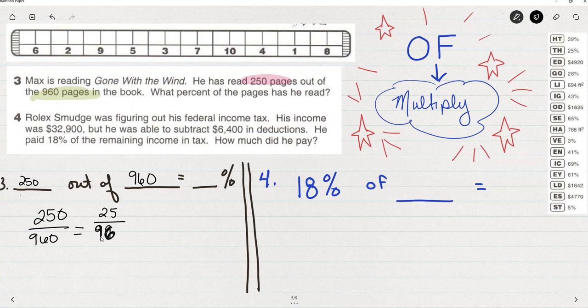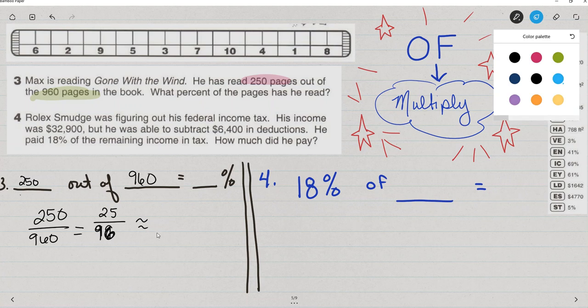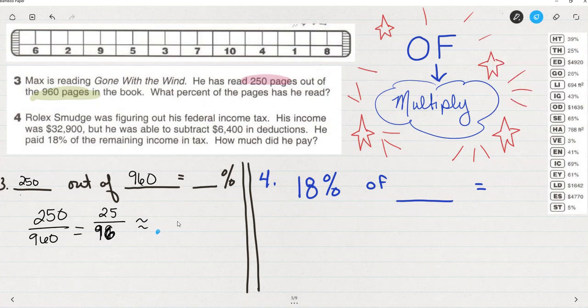So if I divide 25 divided by 96, I get the same thing that I'd have if I did 250 divided by 960. And that is approximately 0.2604. I'm going to write 4 decimal places so I can round it to the nearest hundredth. 0.26. So that's going to be 26%. Let's look at number 4.